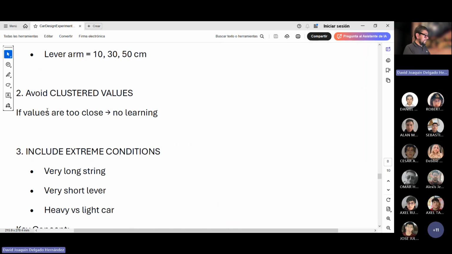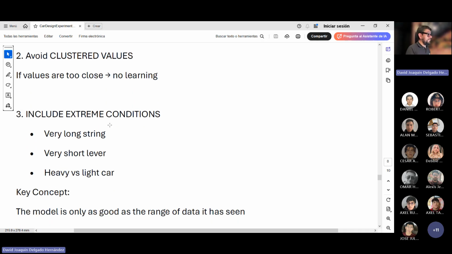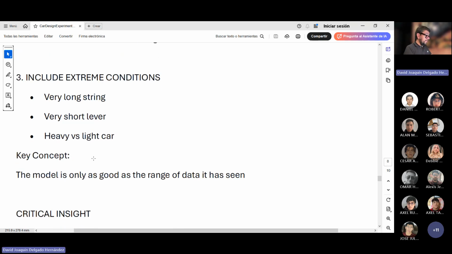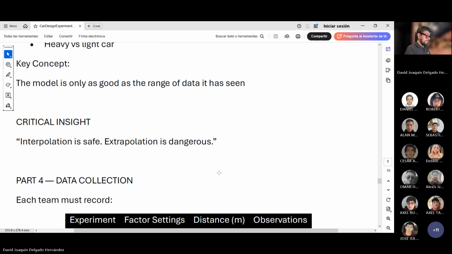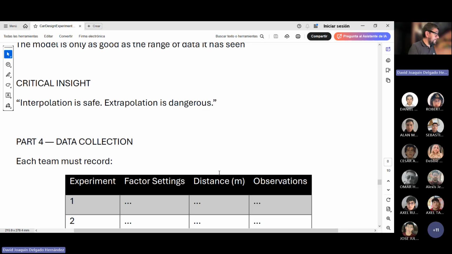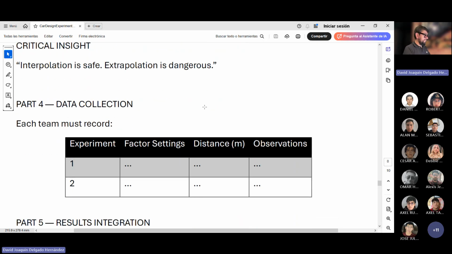Avoid clustered values. Again, if values are too close, you have no learning. And you have to include extreme conditions: a very long stream, a very short lever, for instance, a heavy versus light car, and so on. The model is only as good as the range of data it has seen, okay? Well, and here you have this statement: interpolation is safe and extrapolation is dangerous. We already write down this on the lecture's note, okay?